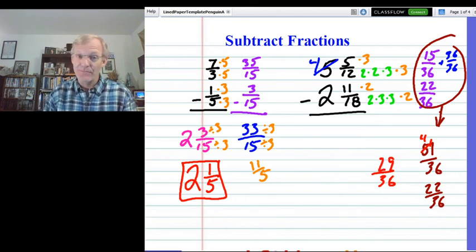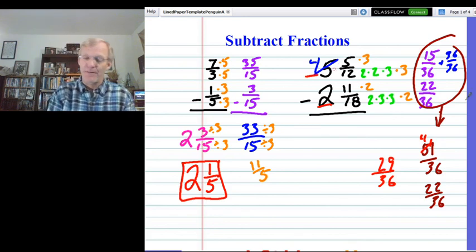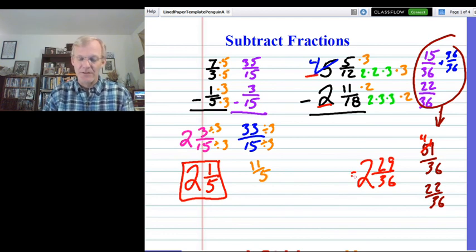Is that our answer? No, don't forget the whole numbers, right? So what's 4 minus 2? It's not the 5 minus 2, we borrowed from that. 4 minus 2 is 2. And there's your answer. So I hope this helps out, folks.